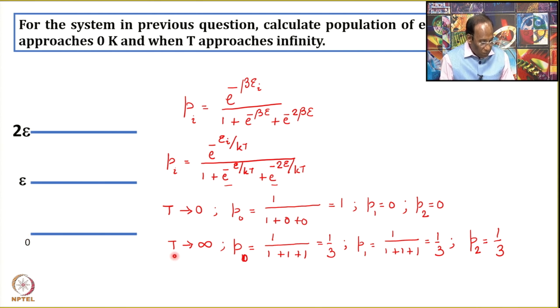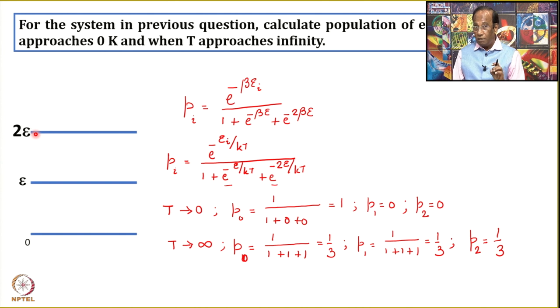When temperature approaches infinity, the ground state fractional population is 1 by 3. First excited state fractional population is 1 by 3. Second excited state fractional population is 1 by 3. There are three states: ground, first excited, second excited, and each one has equal fractional population.